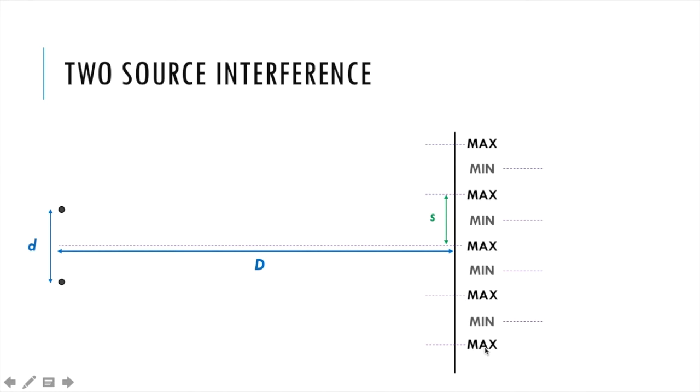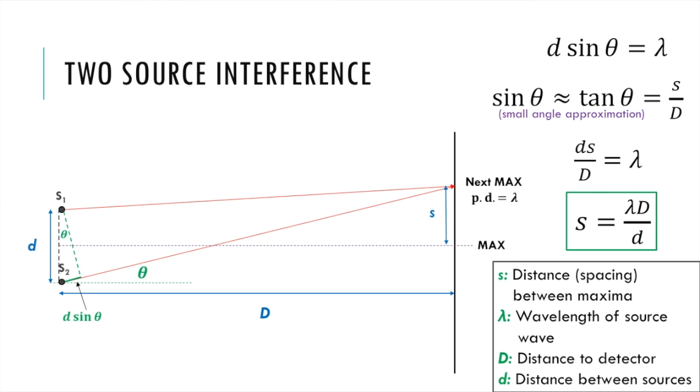We'll get into this in a little more detail when we do the double slit experiment and talk about what happens for this with light. But again, this equation will work for any two-source interference problem.